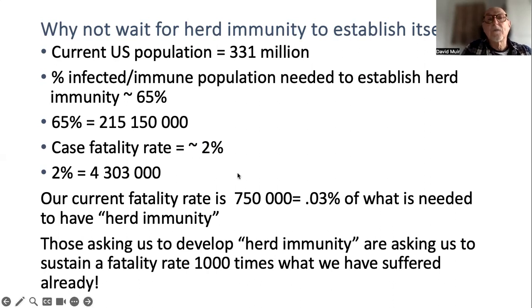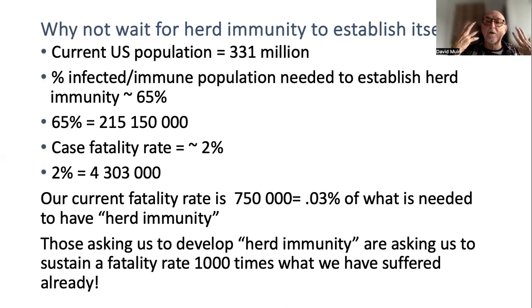So if we work that out, we realize that 2% of that 215 million odd is 4,303,000 people. So the current fatality rate is above this, by the way. It's now over 1 million. It's about 1.2 million. And that means we've only achieved a small fraction of what is needed to establish natural herd immunity. Those of them asking us to establish natural herd immunity are asking for us to sustain a fatality rate 1,000 times what we have suffered already.